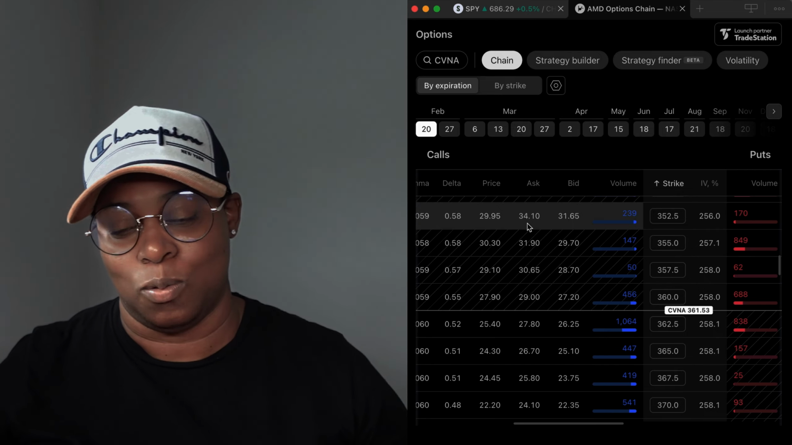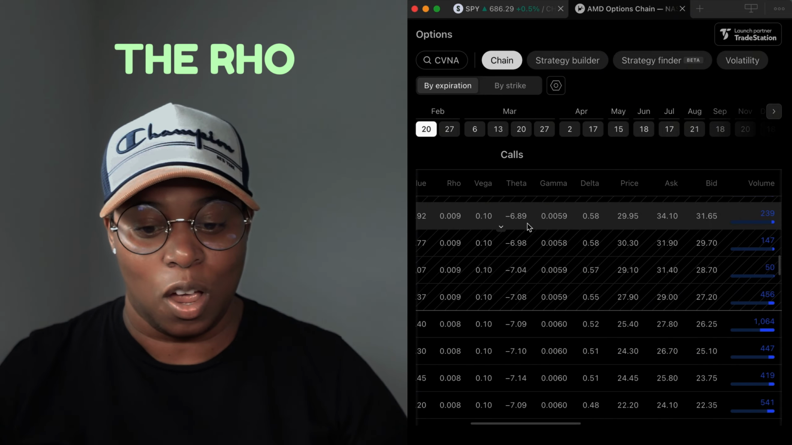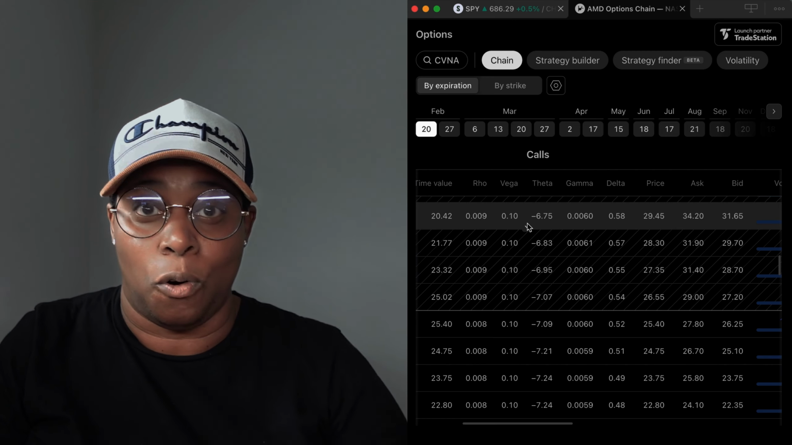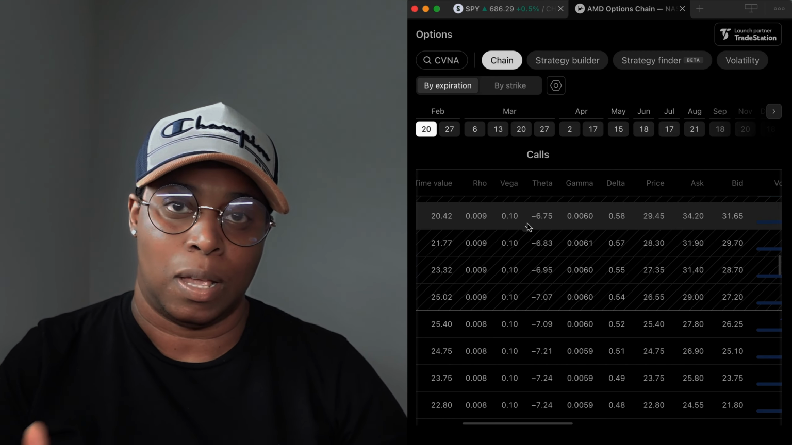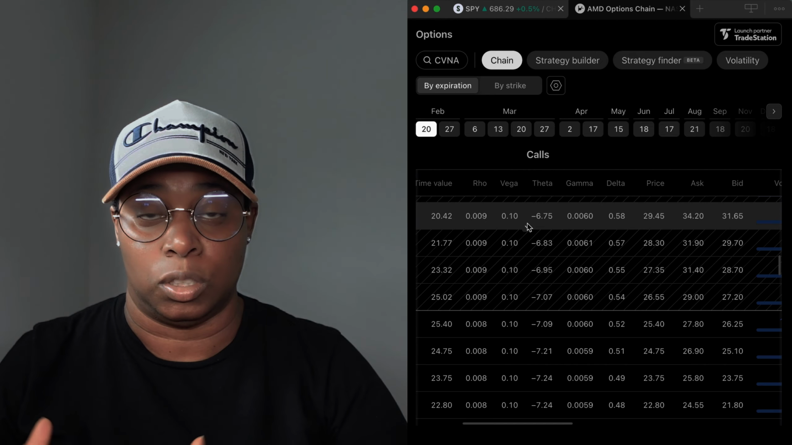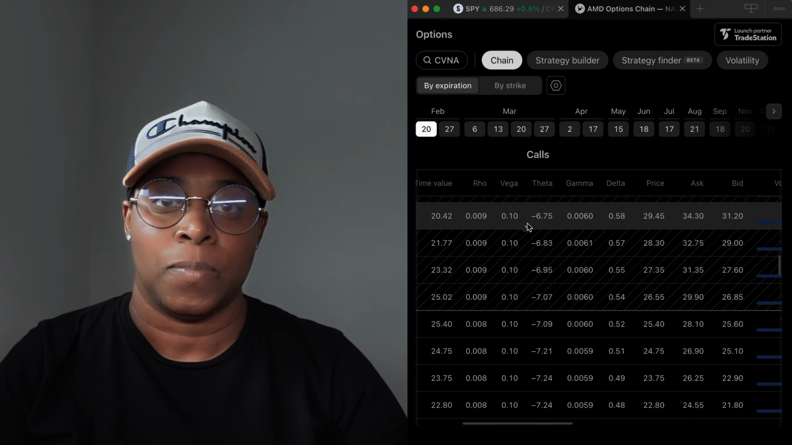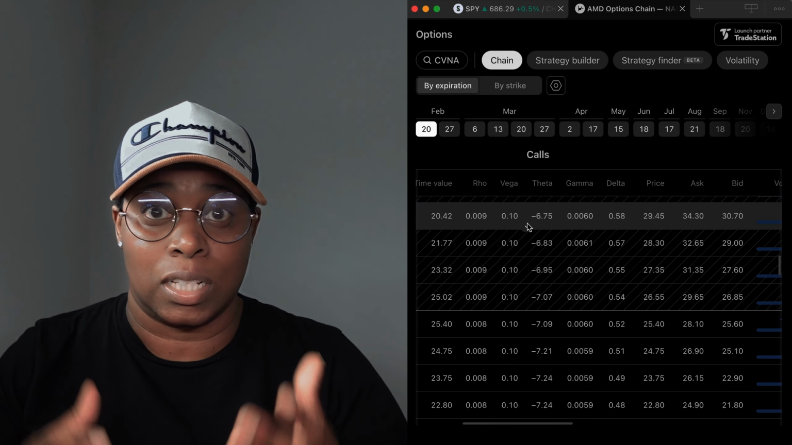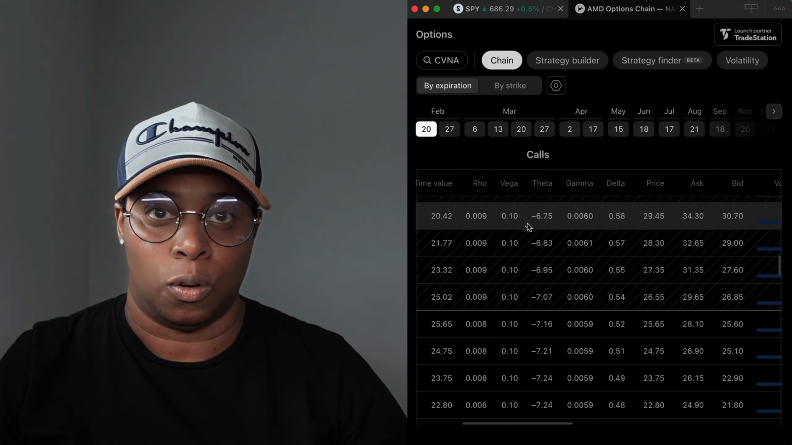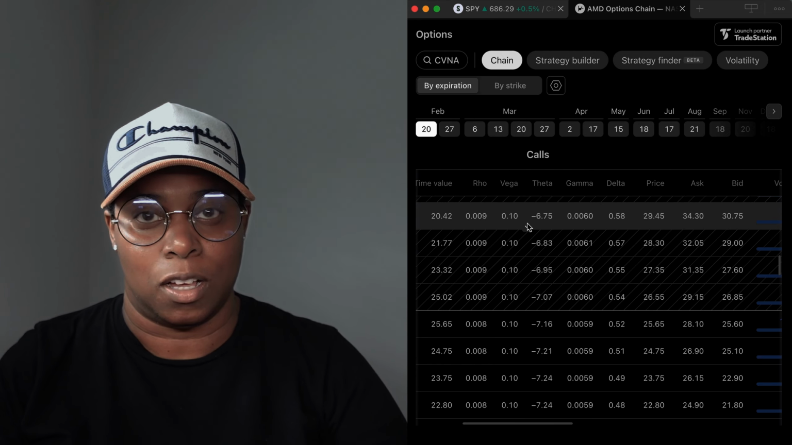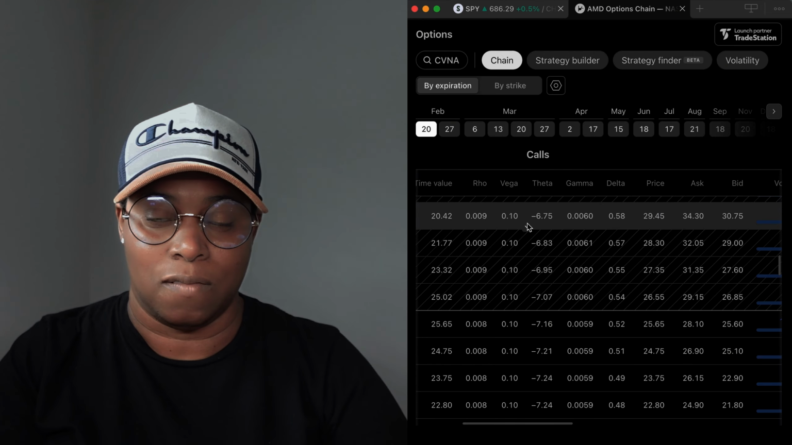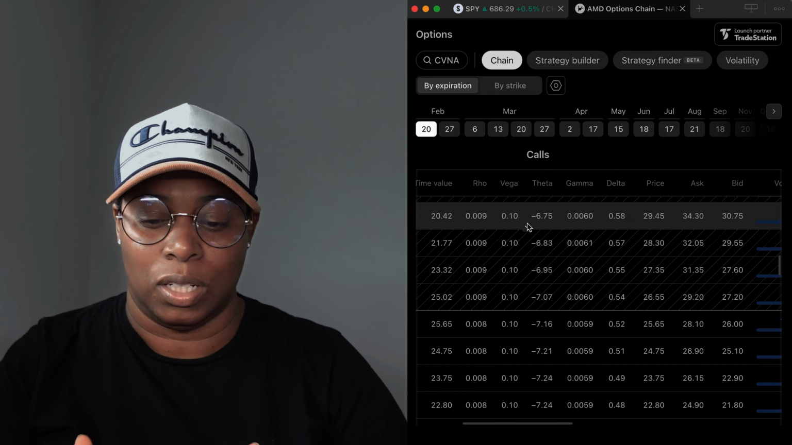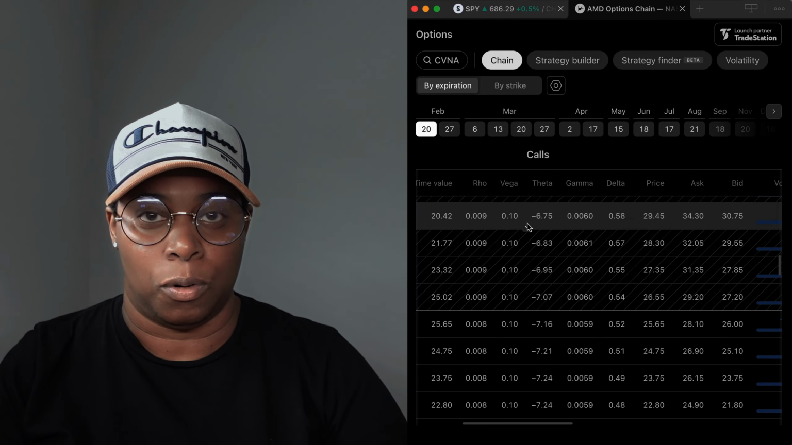Let's look at the very last one, which is the rho. Okay, now the rho is, in my opinion, honestly, one of the least important ones, because what the rho is doing is basically letting you know how much in value the option will change based on interest rates. So for every 1% that the interest rates increase or decrease, the rho will also move slightly, but it will not impact it heavily unless something drastic happens with interest rates. We really don't have to look at the rho in terms of our trade, okay?